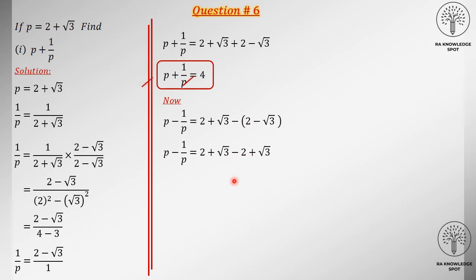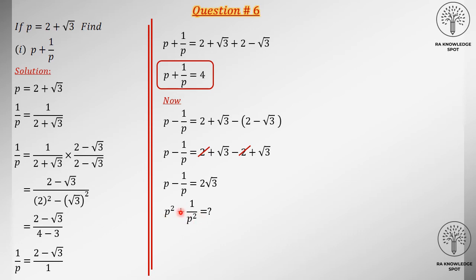Now there is some cancellation. 2 is cancelled with 2, and I have already told you in the previous video how you can solve this. Square root 3 and square root 3, because it is written 2 times, we can say 1 plus 1, that is 2 under the root 3.